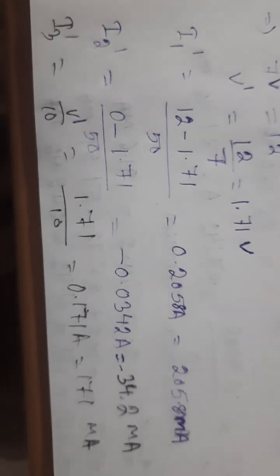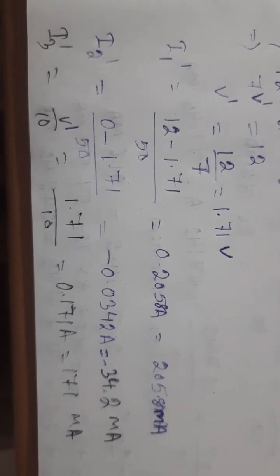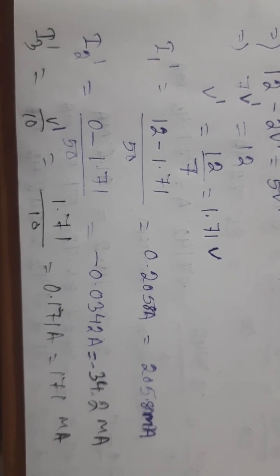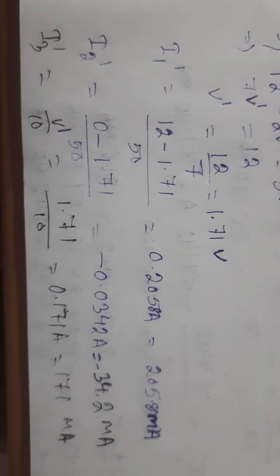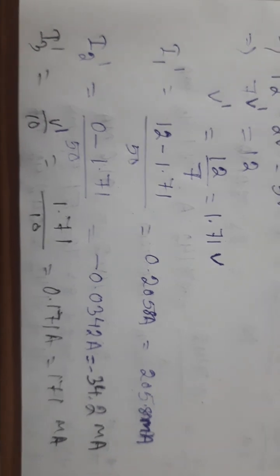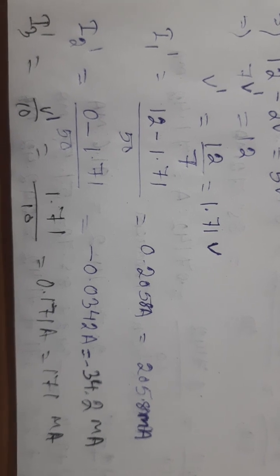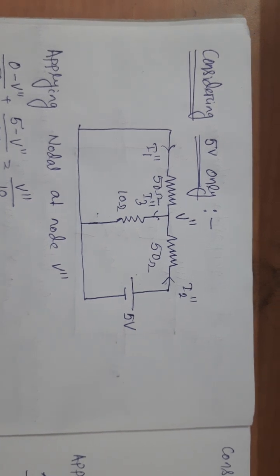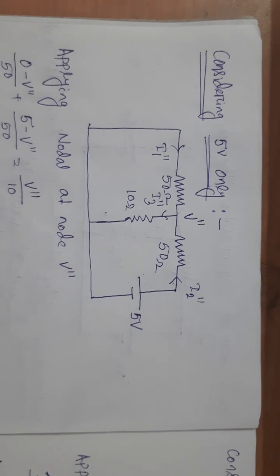From here we get the I1 dash value, that is (12 minus 1.71) by 50, that is 205.8 milliampere, and I2 dash is equal to (0 minus 1.71) by 50, that is minus 34.2 milliampere, and I3 dash is equal to V dash by 10, that is 1.71 by 10, that is 171 milliampere. We got the currents across each resistor while considering only 12 volt.